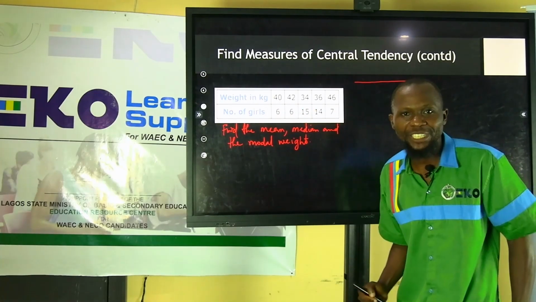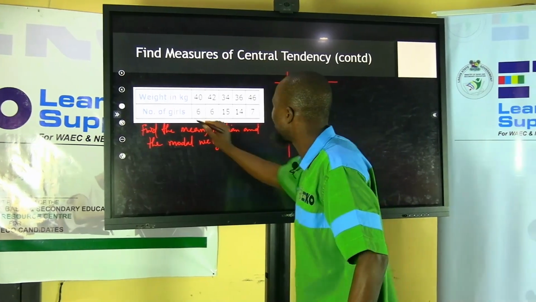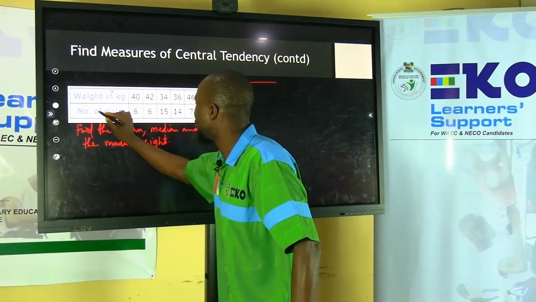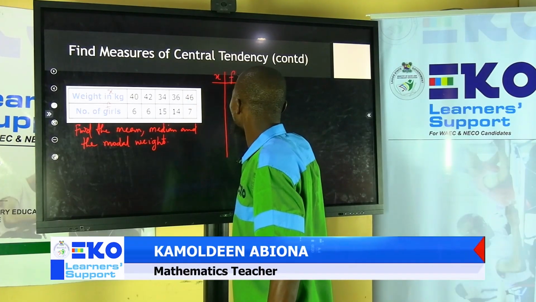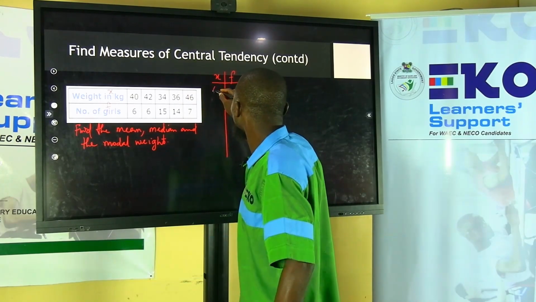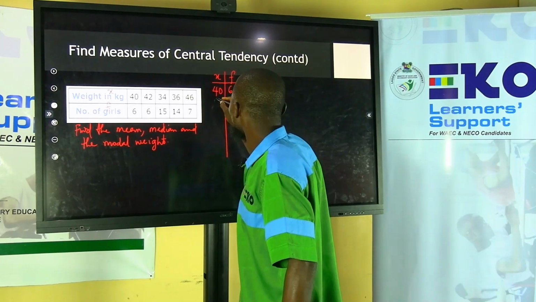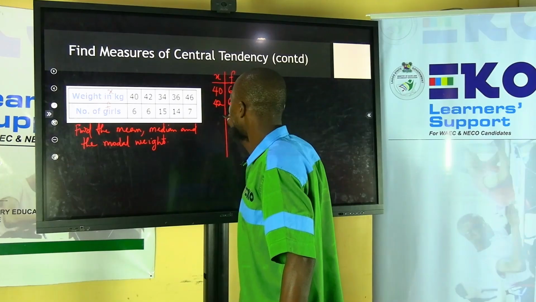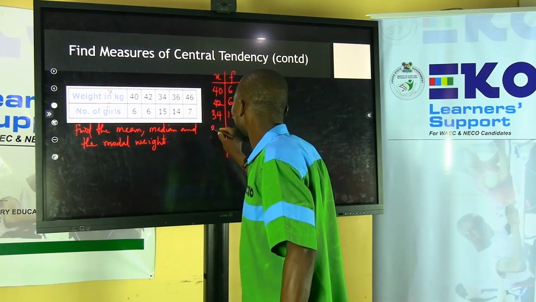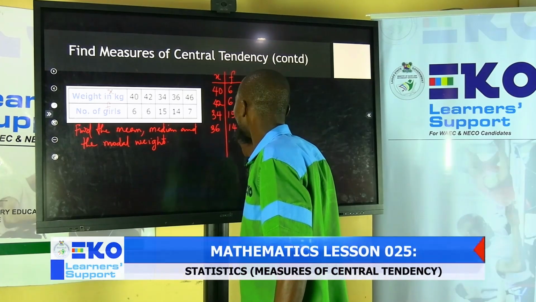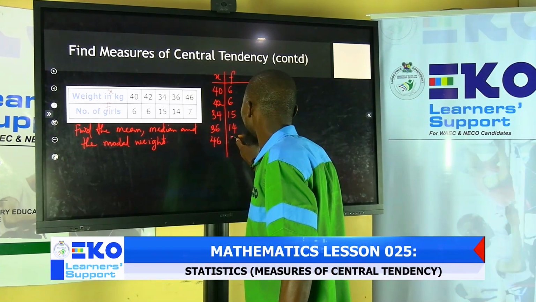Yes, another way of presenting this particular table is to write it like this. This weight, let it be our x, and number of girls means the frequency. So this is x and frequency. All right, so this is 40 kg, we have 6 of them. 42 kg, 6 of them. 34 kg, 15 of them. 36 kg, 14 of them. And 46 kg, 7 of them.